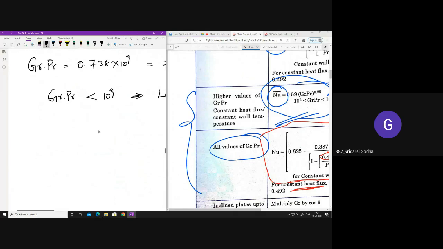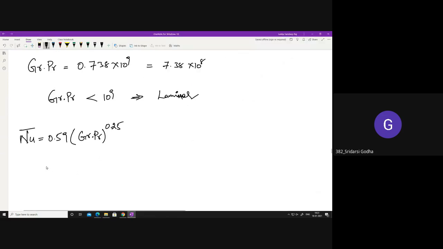The first one here is Nu bar, which is equal to 0.59 into Grashof into Prandtl whole to the power of 0.25. This is the formula. So this is equal to 0.59 into 7.38 into 10 to the power of 8 whole to the power of 0.25. Tell me what this Nu bar is. 172.92. That is the Nu bar value.